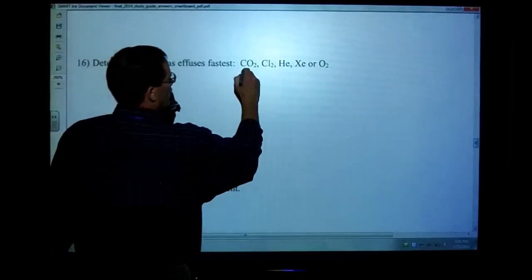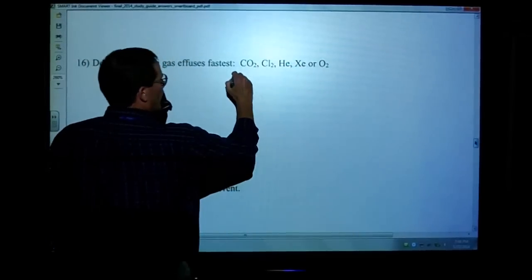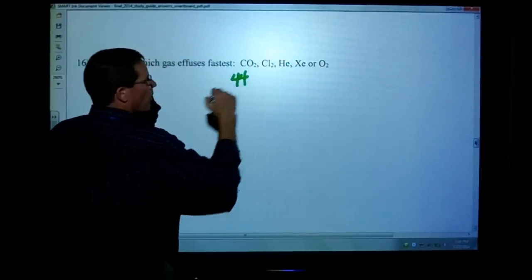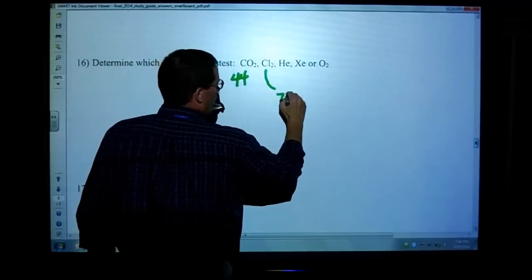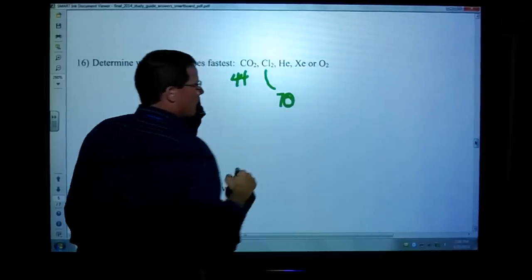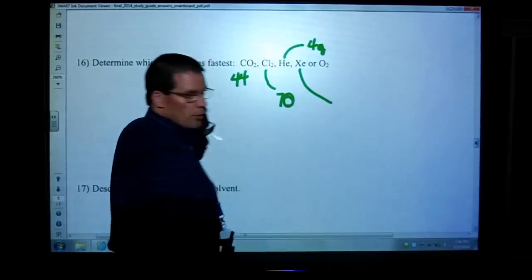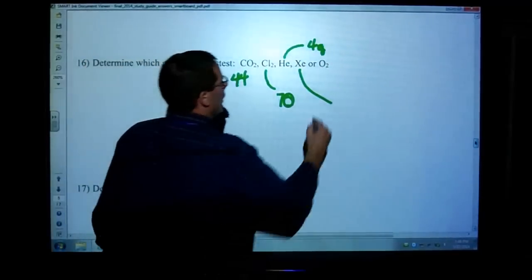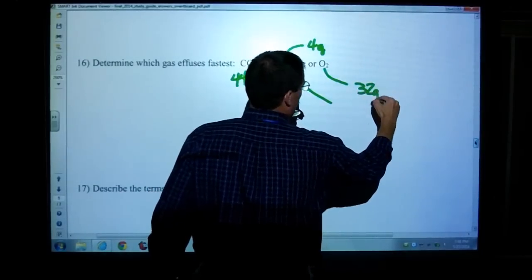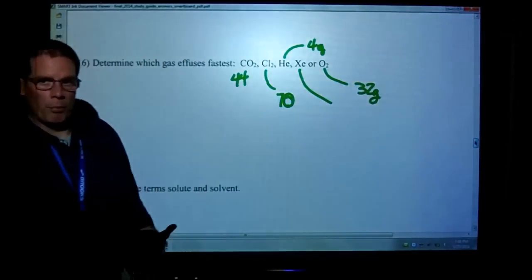So if we look at this, we just said that the carbon dioxide had a molar mass of around 44. The chlorine is around 70. The helium is around 4 grams. Xenon is really big, I'm not even going to look at it. And oxygen's around 32 grams. And again, this is that many grams per mole.